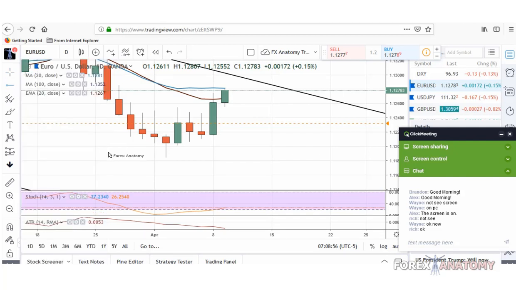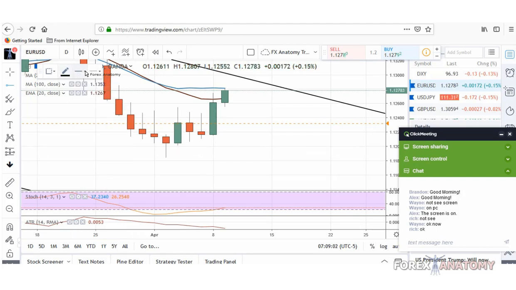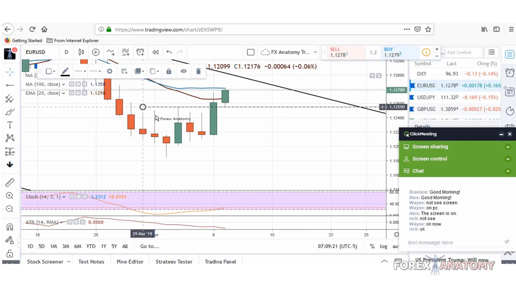Price needed to break this high, let me change the color, in order to really confirm that the bulls were taking over. So let me just put this right here. It needed to break this high at 1.1255. Let me see if I can get it perfect. Okay, right around here. Price needed to break and close above 1.1255 in order for us to really know that the bulls are taking control.